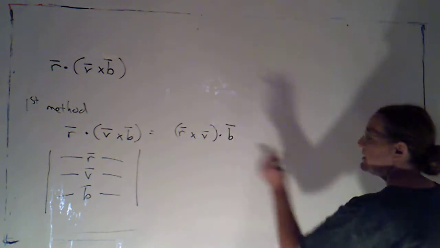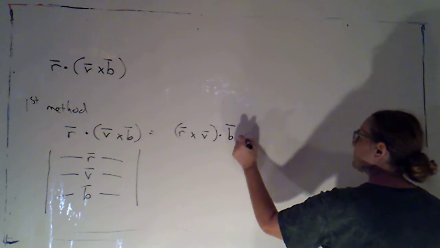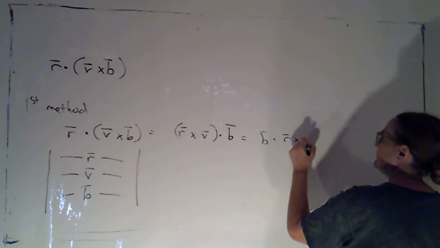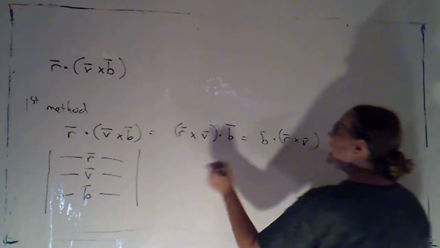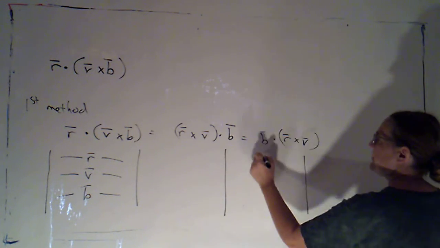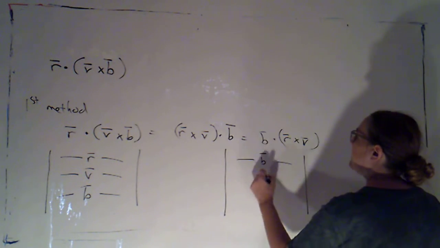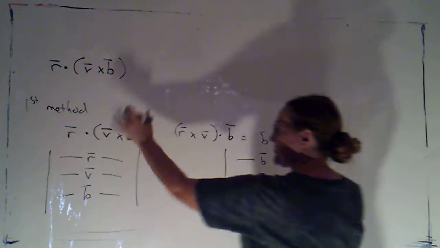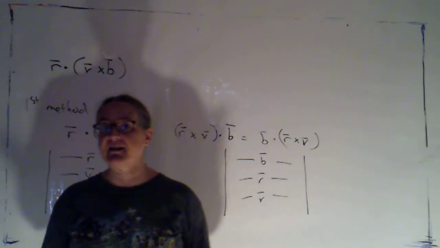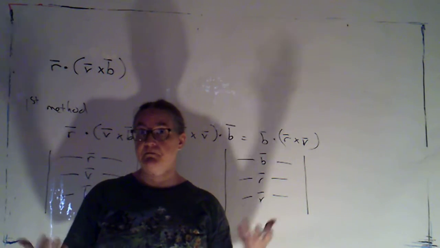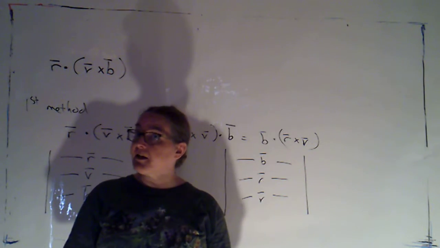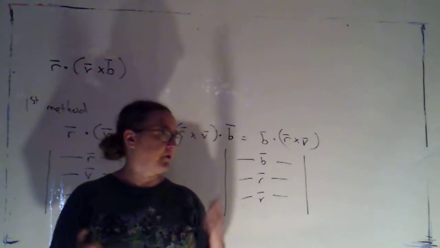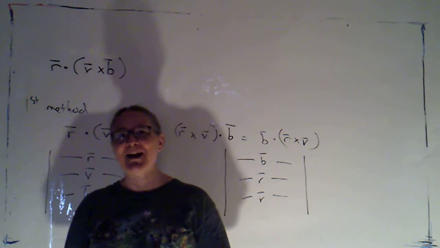Now over here, cross product isn't commutative, but dot product is. So this is the same as B dotted with R cross V. And so that would be the determinant of the matrix that has B, and then R, and then V. So each expression is the determinant of a matrix that has R, V, and B as its rows. Okay. Now, there's a fact from linear algebra that some of you may be familiar with and some of you may not be. If you're not familiar with it, that's okay. That's why I'm explaining it.